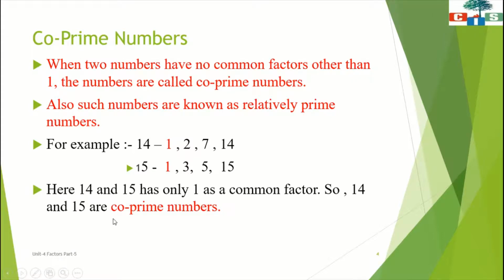One more example I will give you. For example, 30 and 31. When we take out the factors of 30 and 31, we will find that we do not have any common factor except 1. Therefore, 30 and 31 is also an example of coprime numbers.